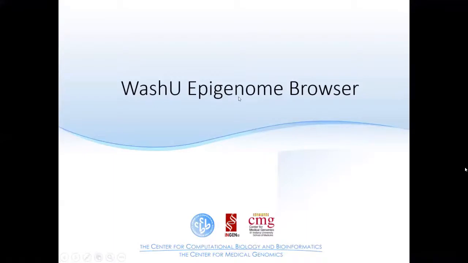The last linear genome browser is the WashU Epigenome Browser. This browser is very powerful and can handle long-range chromatin interaction, like across chromosomes or across different locations. We can plot very beautiful figures from the browser. Let's take a look at the WashU Epigenome Browser.